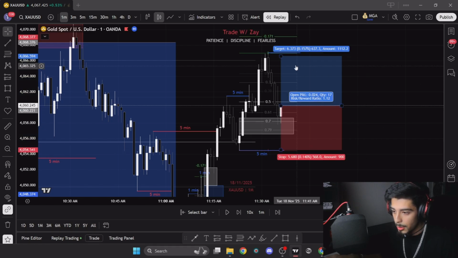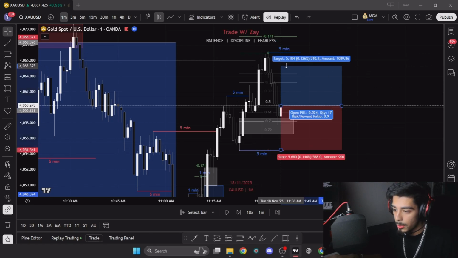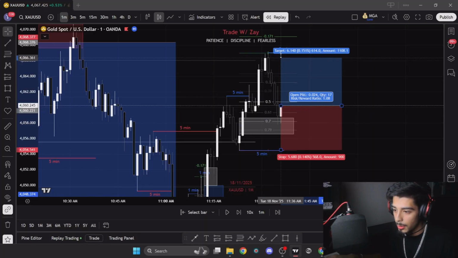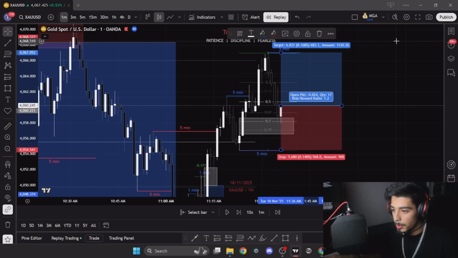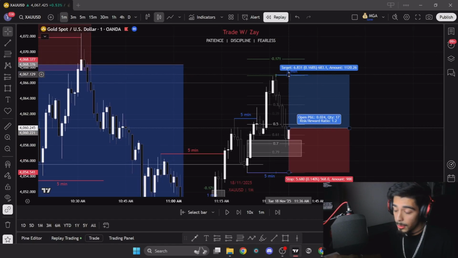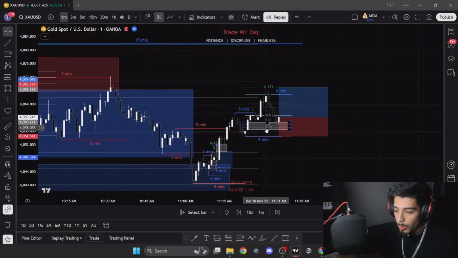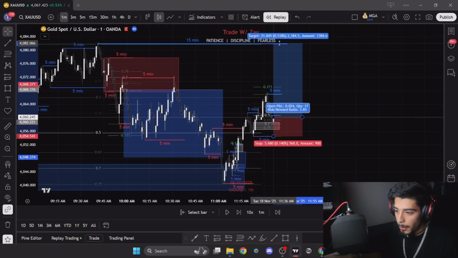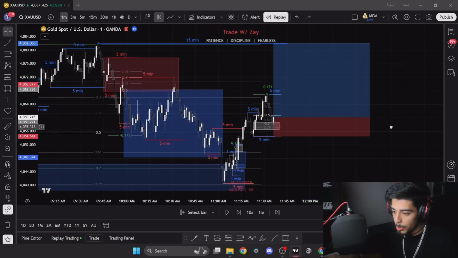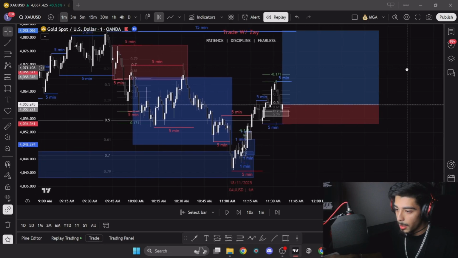Pop that entry. This 1-to-1 is your first target, wherever you pop your entry, or this could be your first target, second target, whatever. But the overall target is the 15-minute high, since we're in 15-minute bullish structure. So let's see what happens.